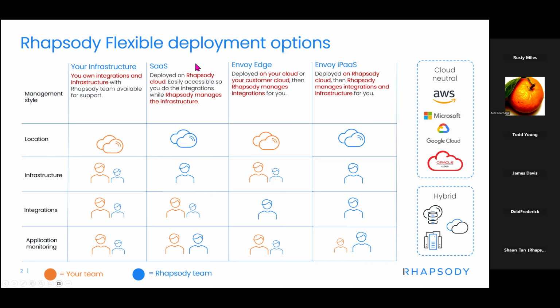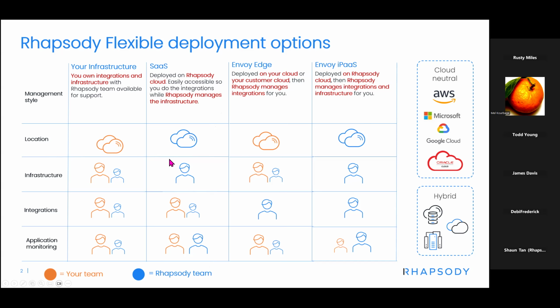Second would be SaaS deployment. So this is Rhapsody Cloud. We are mainly AWS right now. We have started to work with Azure as well with some of our solutions due to customer demand. So you'll see that coming in the future as we expand our cloud platform. And this is where we're managing the infrastructure.